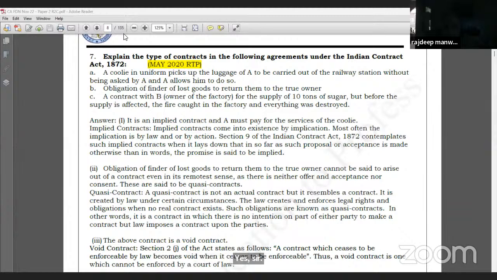Next one. Obligation of finder of lost goods to return them to the owner. Quasi contract. Remember, finder of lost goods comes under quasi contract. Sections 67, 68, 69. Remember, we have done the sections, correct?